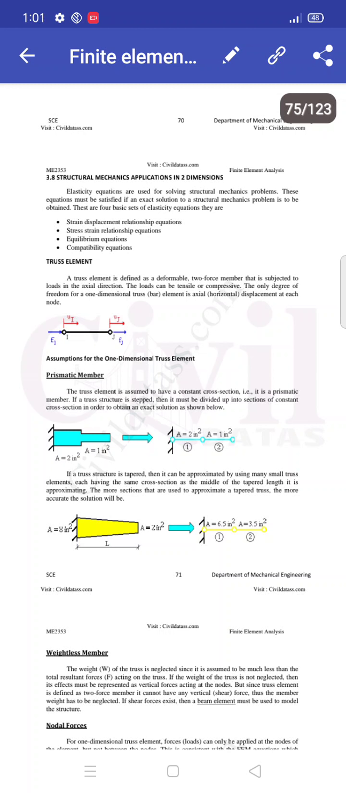So assumptions for one-dimensional truss element: prismatic member. The truss element is assumed to have a constant cross section, that is, it is a prismatic member. If a truss structure is stepped, then it must be divided up into sections of constant cross section in order to obtain an exact solution as shown. If a truss structure is tapered, then it can be approximated by using many small truss elements, each having the same cross section at the middle of the tapered length. It is approximating. The more sections that are used to approximate the tapered structure, the more accurate the solutions will be.